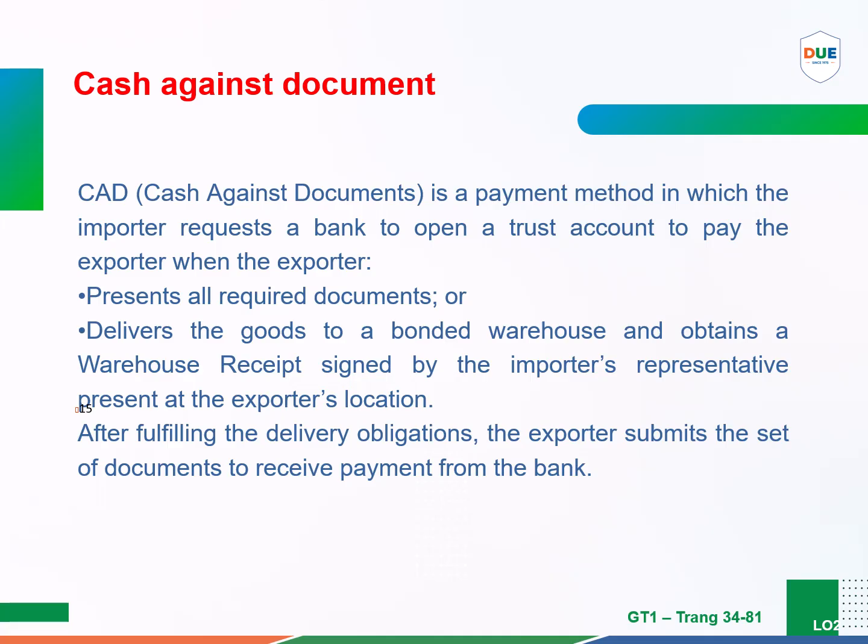The first is by presenting all required documents according to the prior agreement with the importer. The second is by delivering the goods to a bonded warehouse and obtaining a warehouse receipt signed by the importer as representative present at the warehouse. This receipt serves as proof that the goods have been delivered.